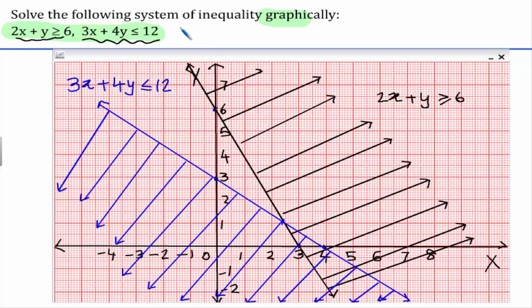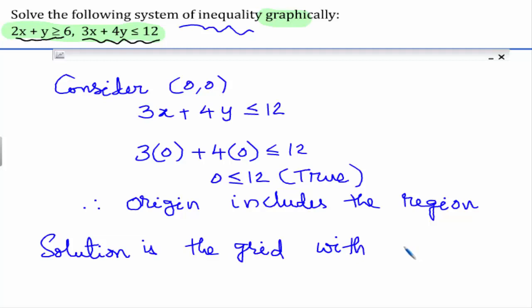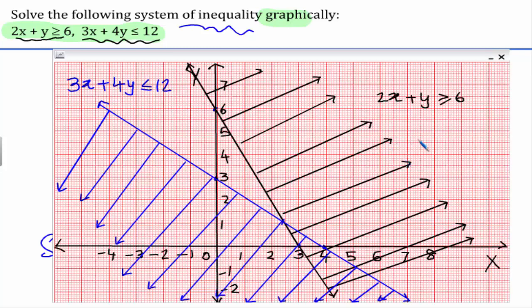So the solution of this system of inequality is the common area where both lines are present. So the solution is the grid with both lines are present. Here both lines in the sense, here the black arrows and the blue arrows together, you can observe that here in this place there are grids available, that is the solution area.